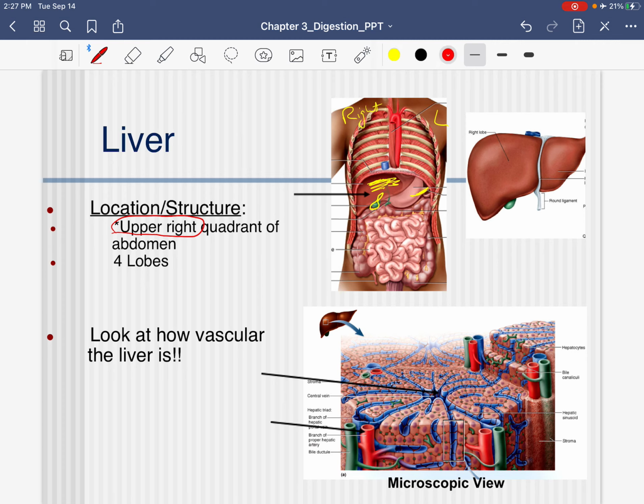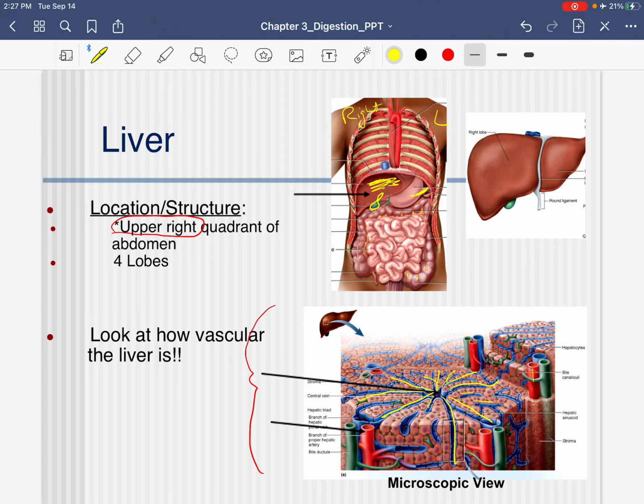Now, if you look below, you don't need to know this picture. I just wanted to give you an idea, microscopically, about what the liver looks like. And one of its unique features, it is really vascular. Holy moly. Look at all these blood vessels. All the blue. It is very vascular. Tons of blood vessels coursing through it.